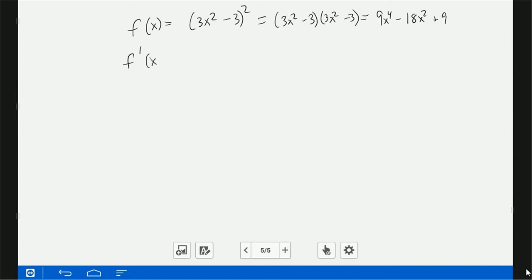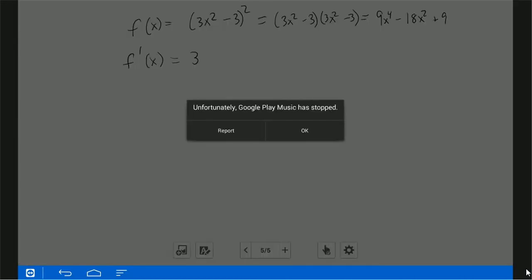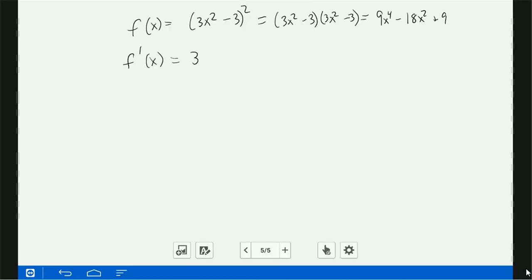Your first derivative, 36x cubed minus 36x. Set it equal to 0. Solve for x. Okay. X squared minus 1 actually factors this time.